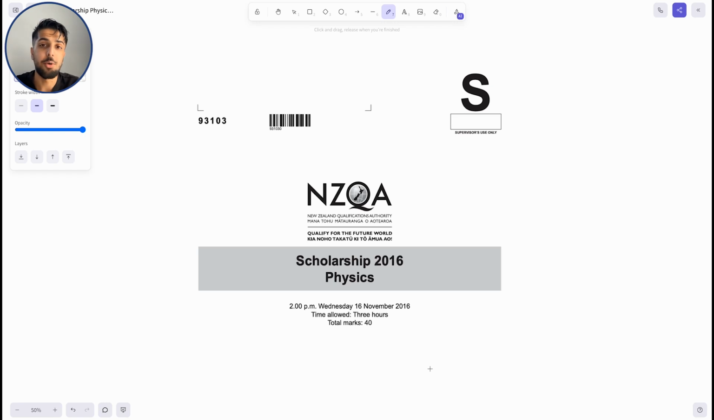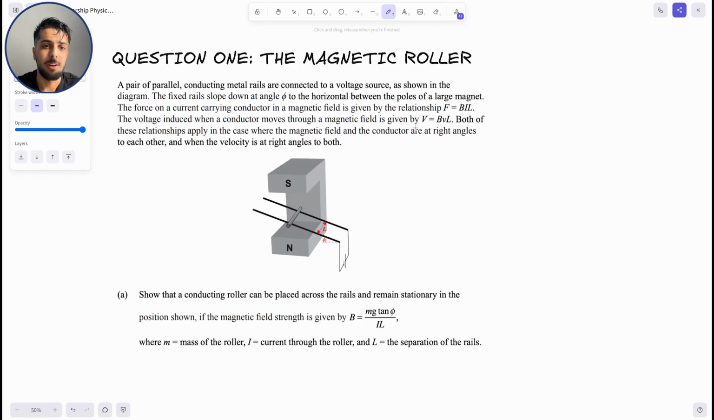In this video, we'll be going through the 2016 Scholarship Physics exam. Question 1. A pair of parallel conducting metal rails are connected to a voltage source as shown in the diagram.